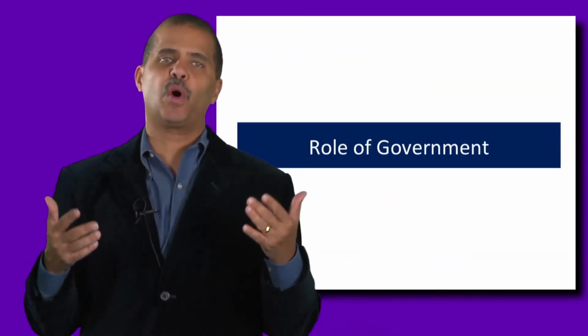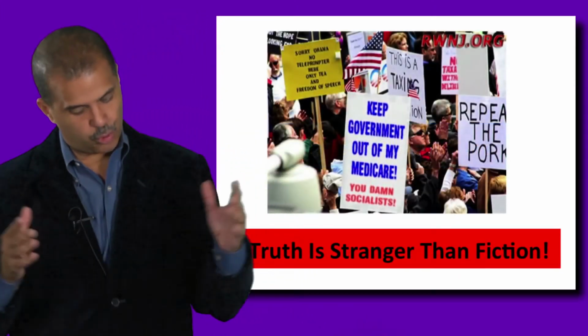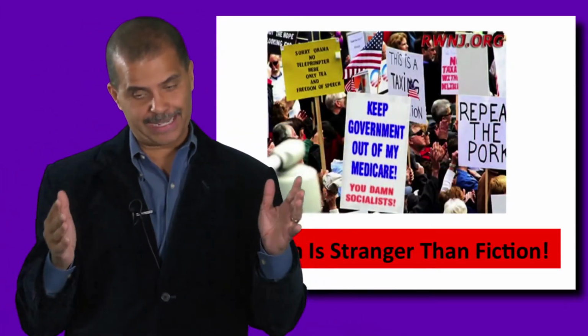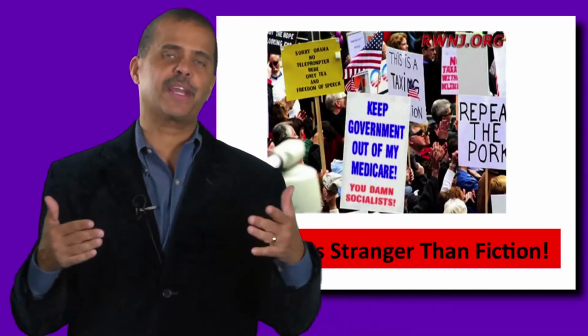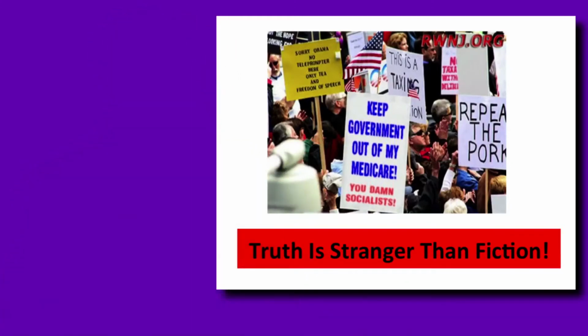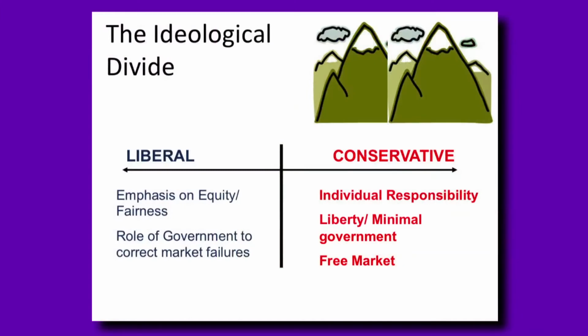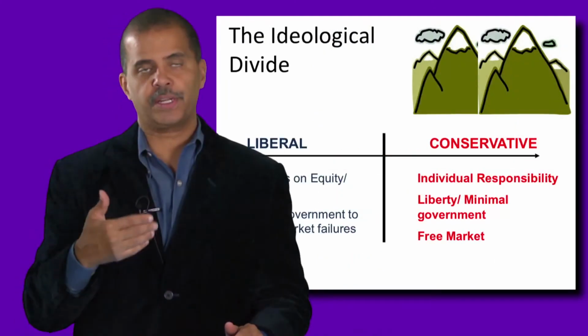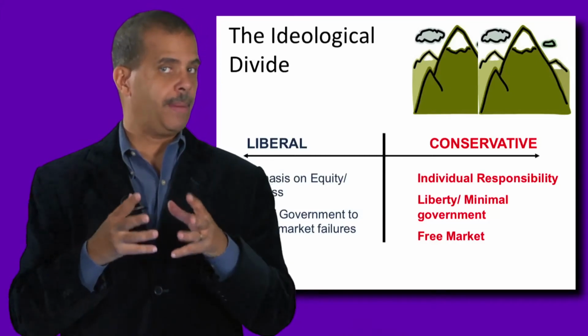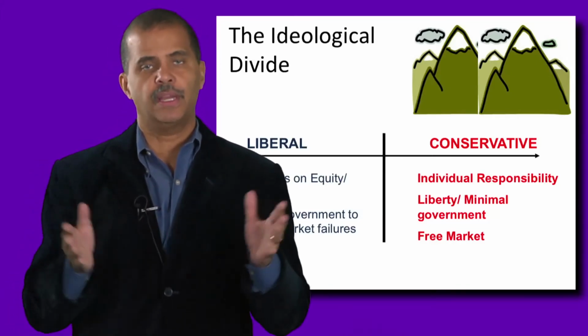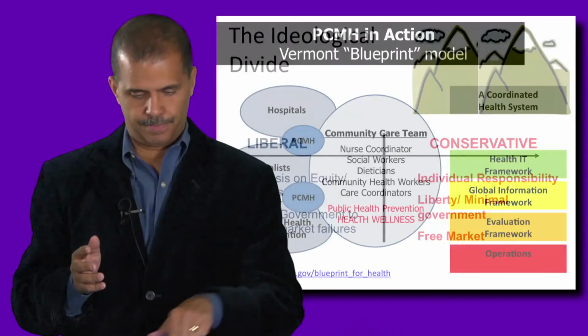So last, what's the role of government? So truth is stranger than fiction. So kind of take a look at some of these signs. So clearly government has a role, not the role. But there is an ideological divide. So liberals and conservatives look at things from a bit different point of view. In general, the liberal orientation is to look at the individual within a context. In general, the conservative point of view is to only or primarily look at the individual. You need to look at both.